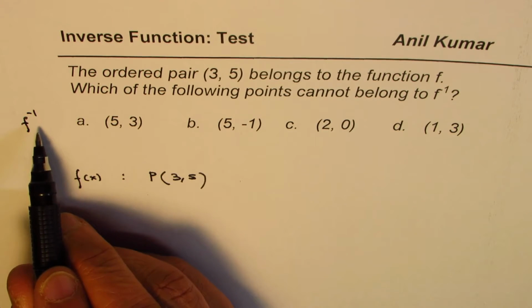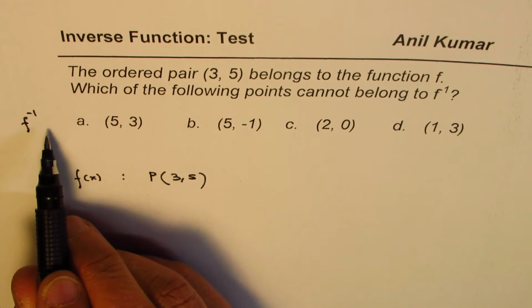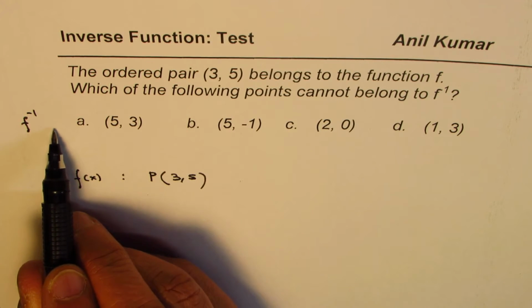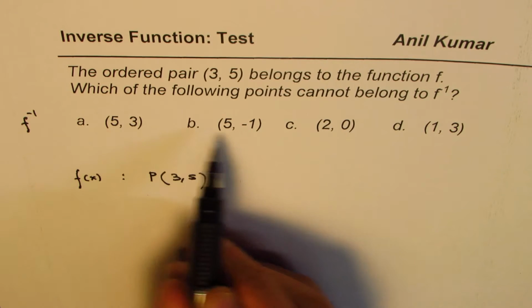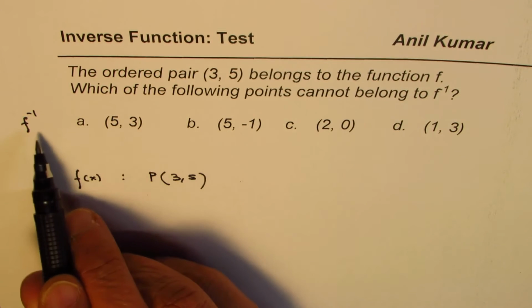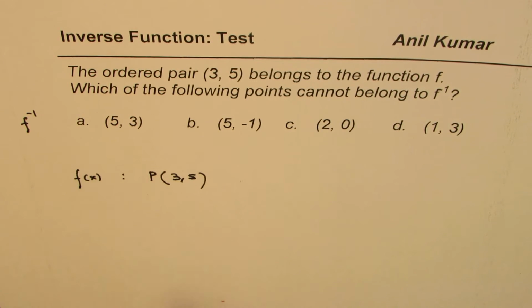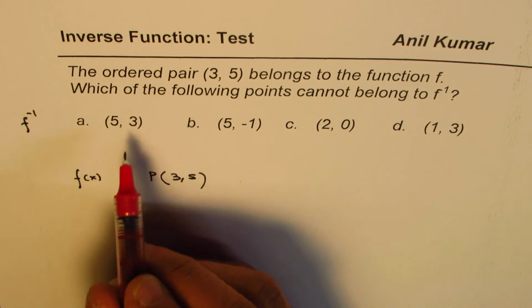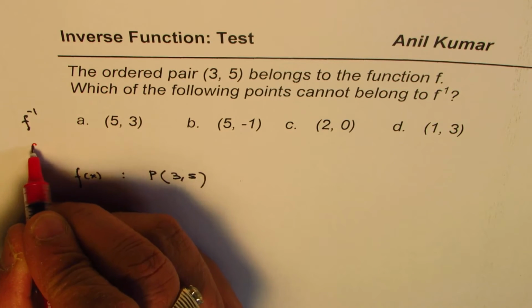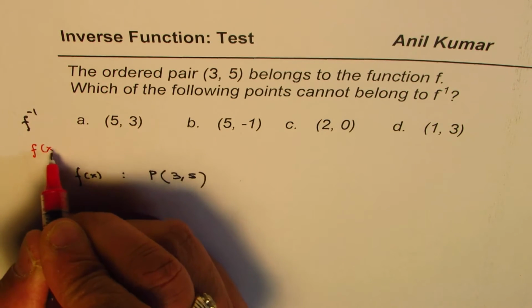Now inverse may or may not be a function, so this is kind of important to understand. So both could be there on f inverse. Okay, now let's look into this. If f inverse has these points, then based on these points, what can we have on the function?